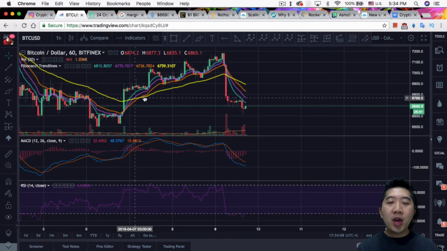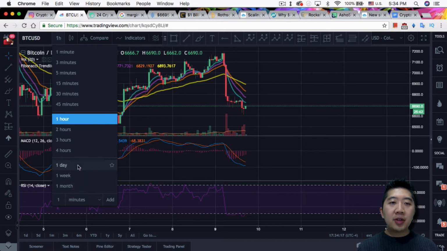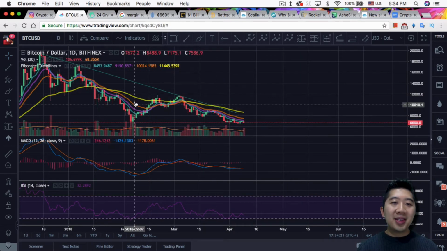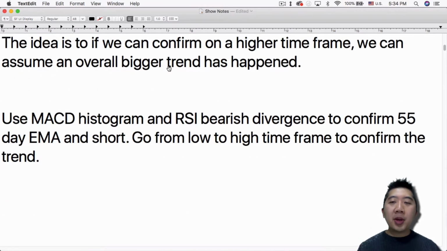But you can see that the trend was a bearish trend, and everything is still a bearish trend. So you can see that even in the hour chart, it's still a bearish trend. And you can even go to the daily. We're definitely in the bearish trend in the daily, I'm sure of it. So this is how you basically use the low time frame to the high time frame to confirm a particular trend. The idea is if we can confirm on a higher time frame, we can assume an overall bigger trend has happened.